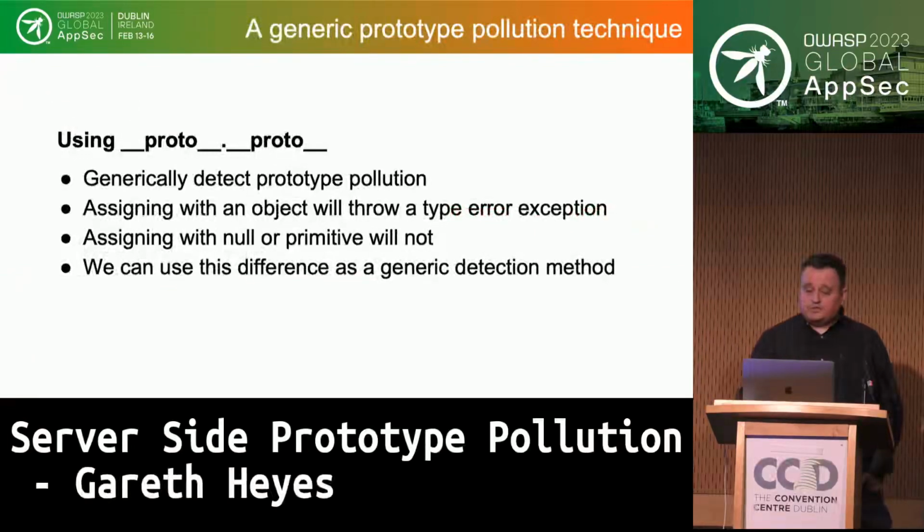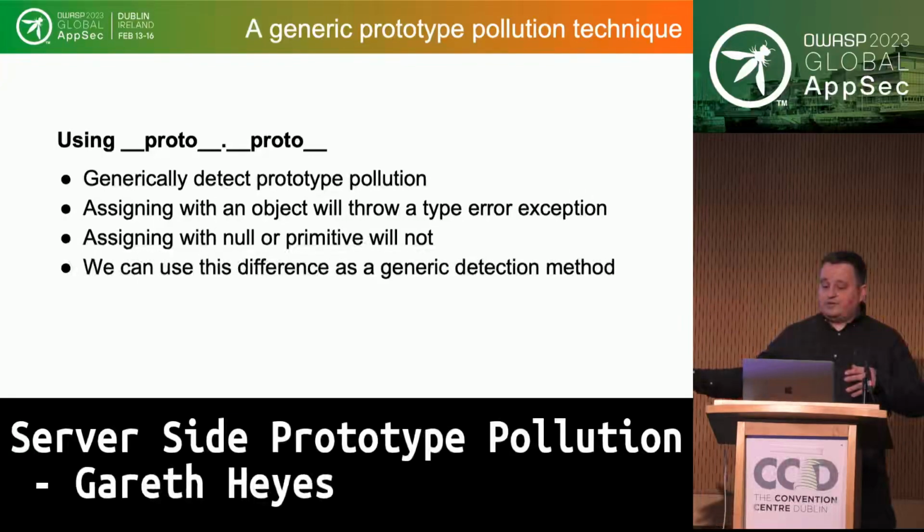So to summarize, when you assign to proto.proto using an object literal, it will throw a type error exception, whereas a primitive such as a string or null will not. So this offers a generic way to detect Blitz style Super JSON prototype pollution. If you try and assign that value with a string, no type error. If you try to use an object, you'll get a type error. So we can use that difference to detect prototype pollution.